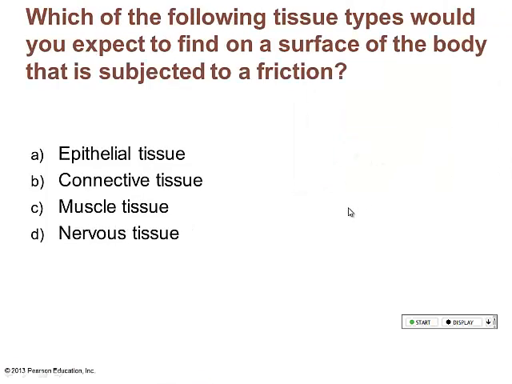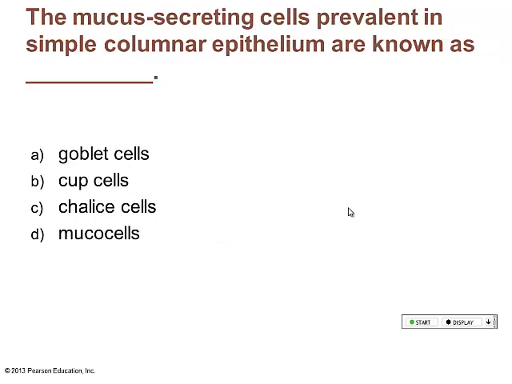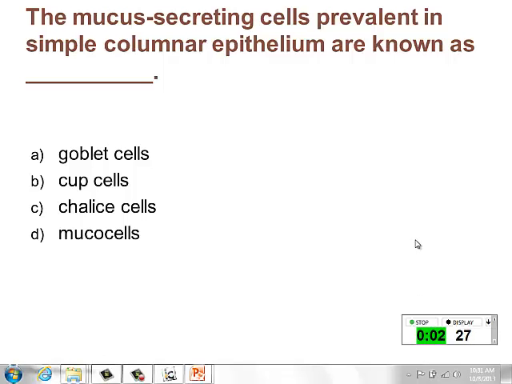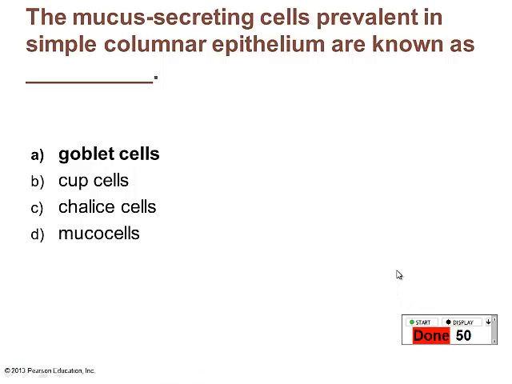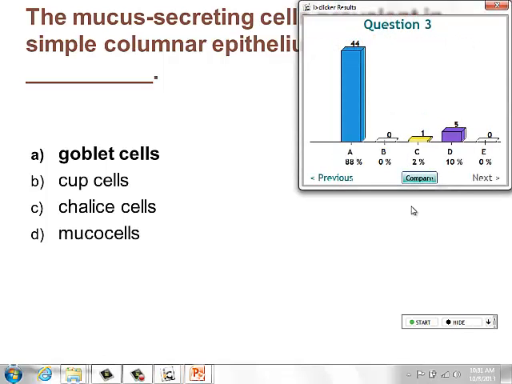Let's skip, because we did do a couple of these. Let's do this one. All right, the mucus-secreting cells prevalent in simple columnar epithelium are known as... 5, 4. Are you sure? 3, 2, 1. What's the answer? A. Very good. Goblet cells.